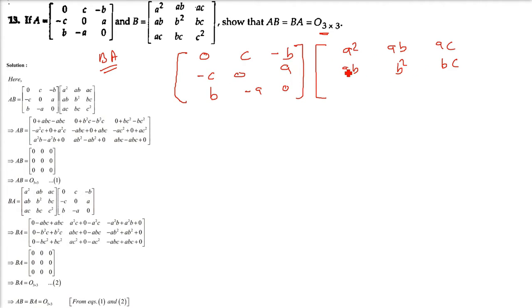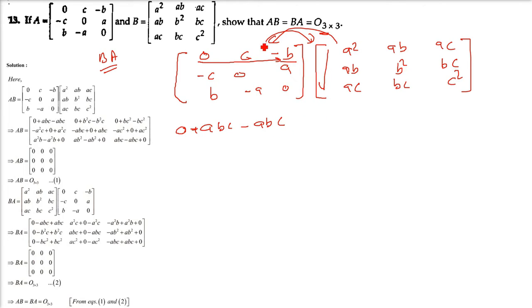Because it takes some time. Okay, so now the matrix multiplication has to be done. When we replace A by B, it means A into B and B into A, these things remain unchanged. 0, 0, 0 will be the result. So first row, first column: 0 into A square, 0, C into AB is ABC, then minus B into AC is minus ABC. Now first row, second column. It's very simple matrix multiplication. You just have to worry about the signs. Sometimes you miss the sign and you won't get the answer.